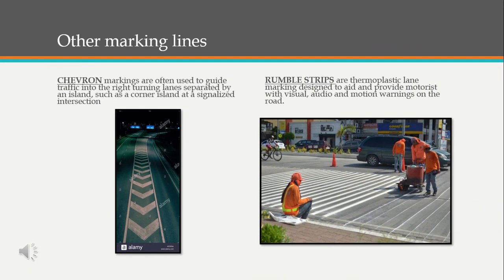Chevron markings are often used to guide traffic into the right turning lane separated by an island, such as a corner island, at a signalized intersection. Next, rumble strips. Thermoplastic paint markings designed to aid and provide motorists with visual, audio and motion warnings on the road.